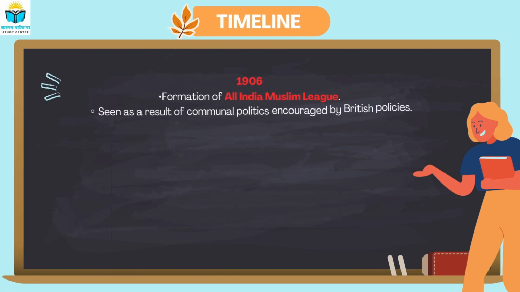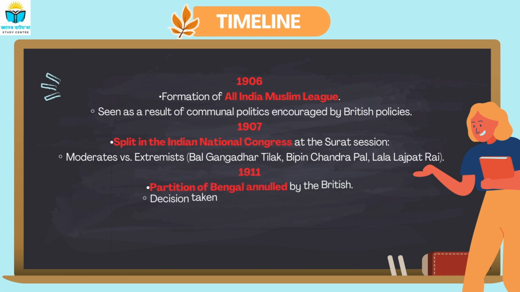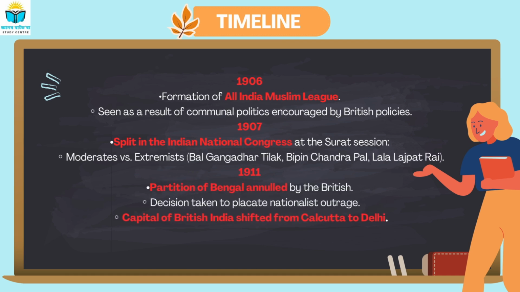Let's continue with some more key events from the timeline. 1906, formation of the All India Muslim League. This political party was formed with British encouragement and is widely seen as a result of communal politics aimed at dividing Indian society. 1907, split in the Indian National Congress at the Surat session. The Congress divided into two groups, the moderates and the extremists, led by Bal Gangadhar Tilak, Bipin Chandra Pal and Lala Lajpat Rai, famously known as Lal Bal Pal.